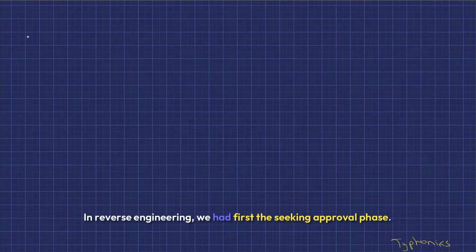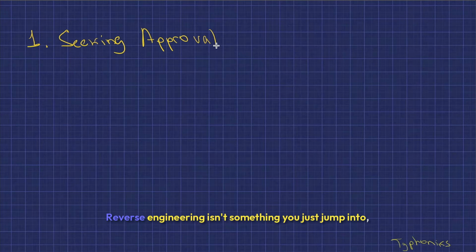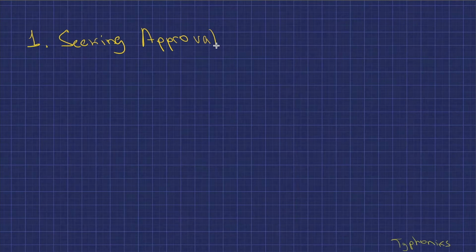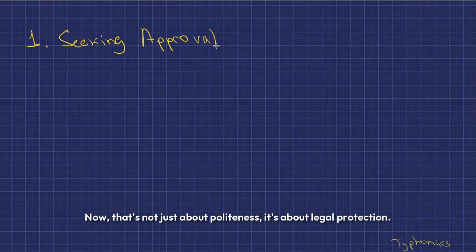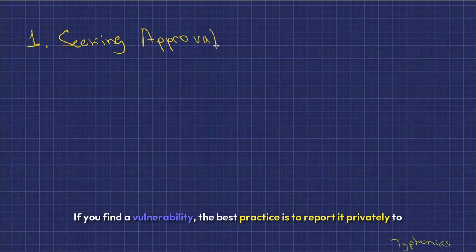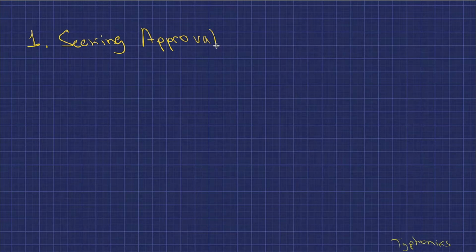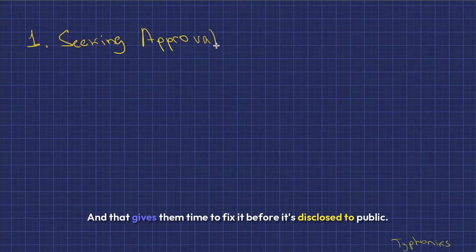In reverse engineering, we first have the seeking approval phase. Reverse engineering isn't something you just jump into, especially with proprietary software. Ethically and often legally, you need permission from the software's owner before conducting any form of analysis. Now, that's not just about politeness, it's about legal protection. If you find a vulnerability, the best practice is to report it privately to the software vendor. That gives them time to fix it before it's disclosed to the public.